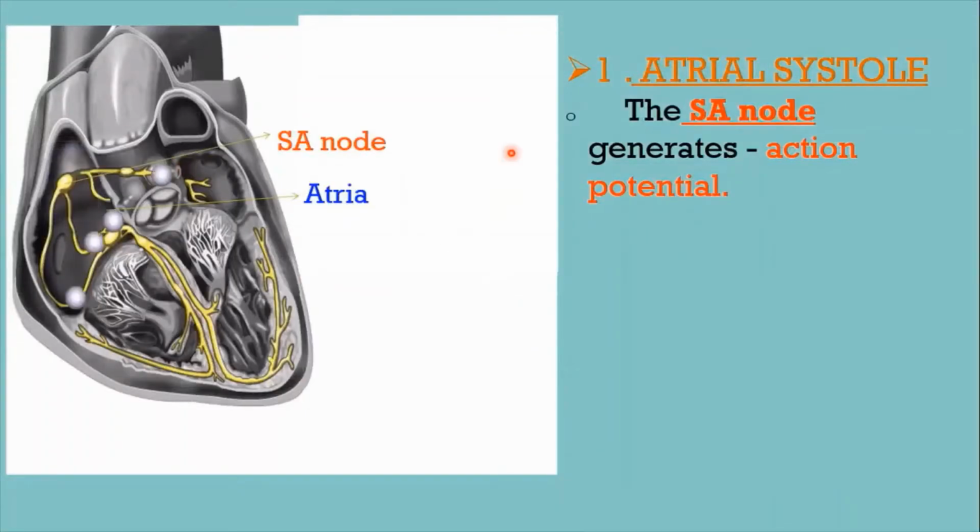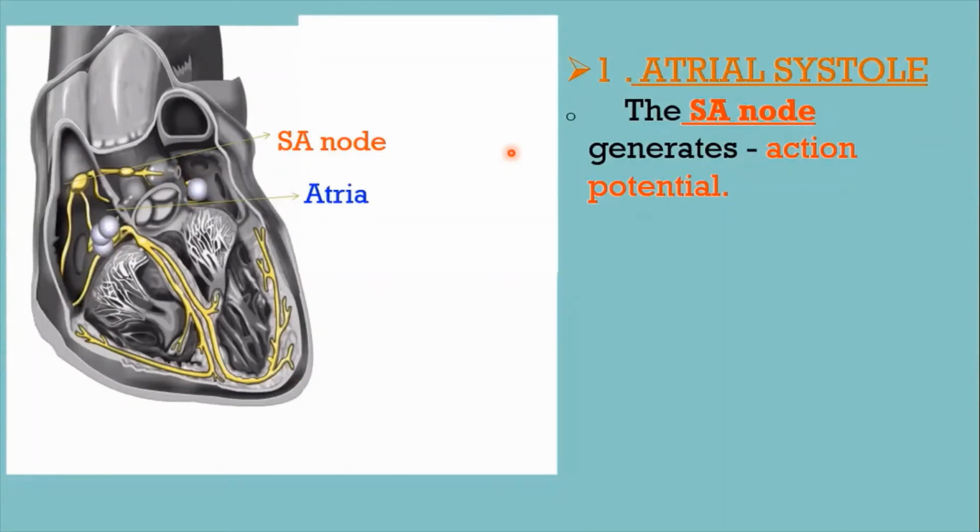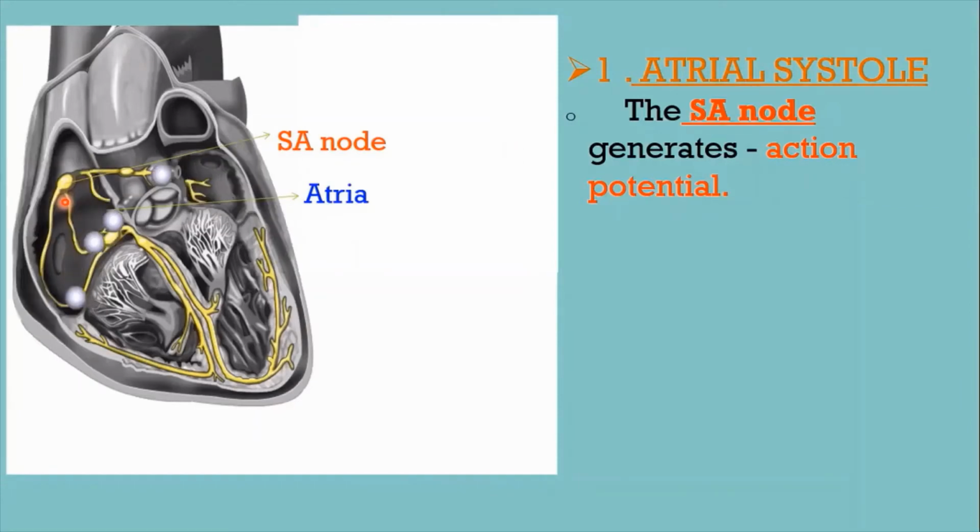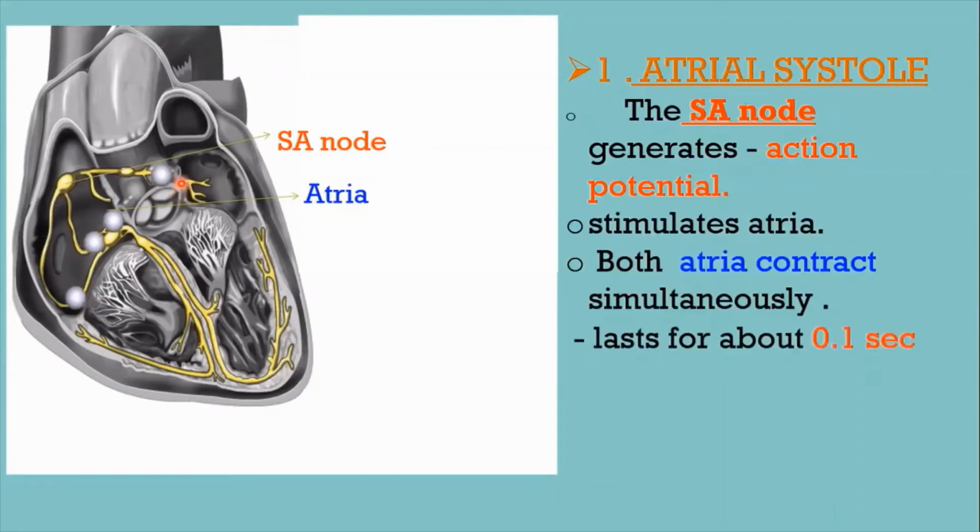Let's now get into the first phase of the cardiac cycle, the atrial systole. When there is blood in the atria, the sinoatrial node, or SA node, which is located at the right atrium, generates action potentials. These action potentials spread over the walls of both the atria. They stimulate the atria to contract simultaneously. This contraction of the atria is known as atrial systole, and atrial systole lasts about 0.1 second. That means the time taken for the atrial systole is 0.1 second.